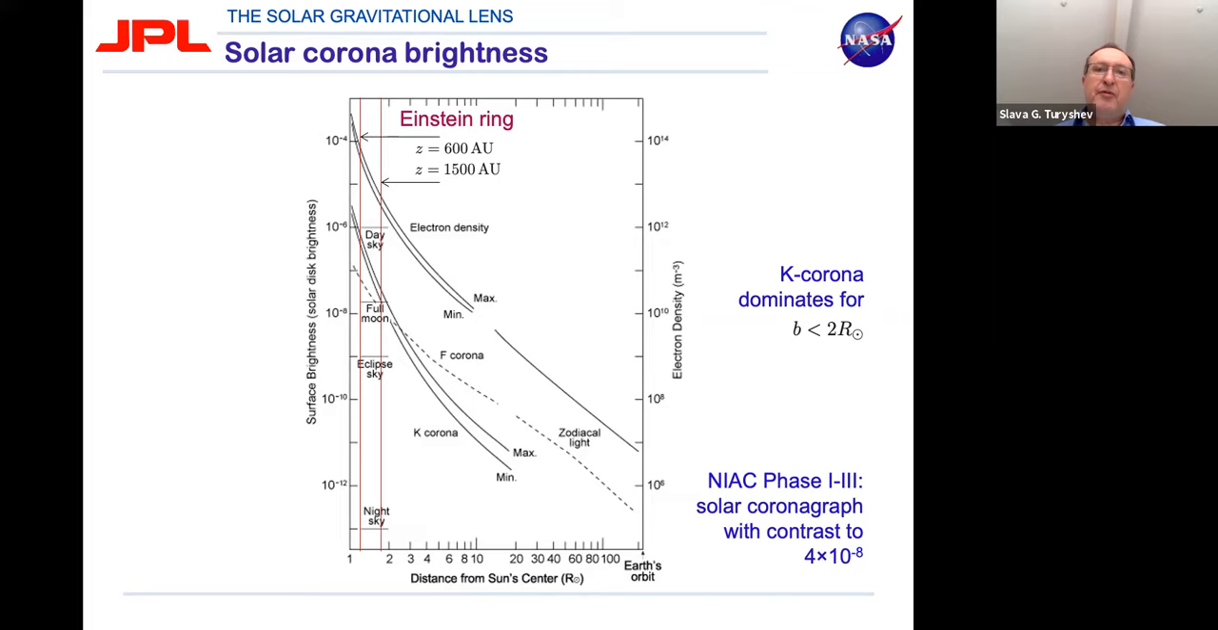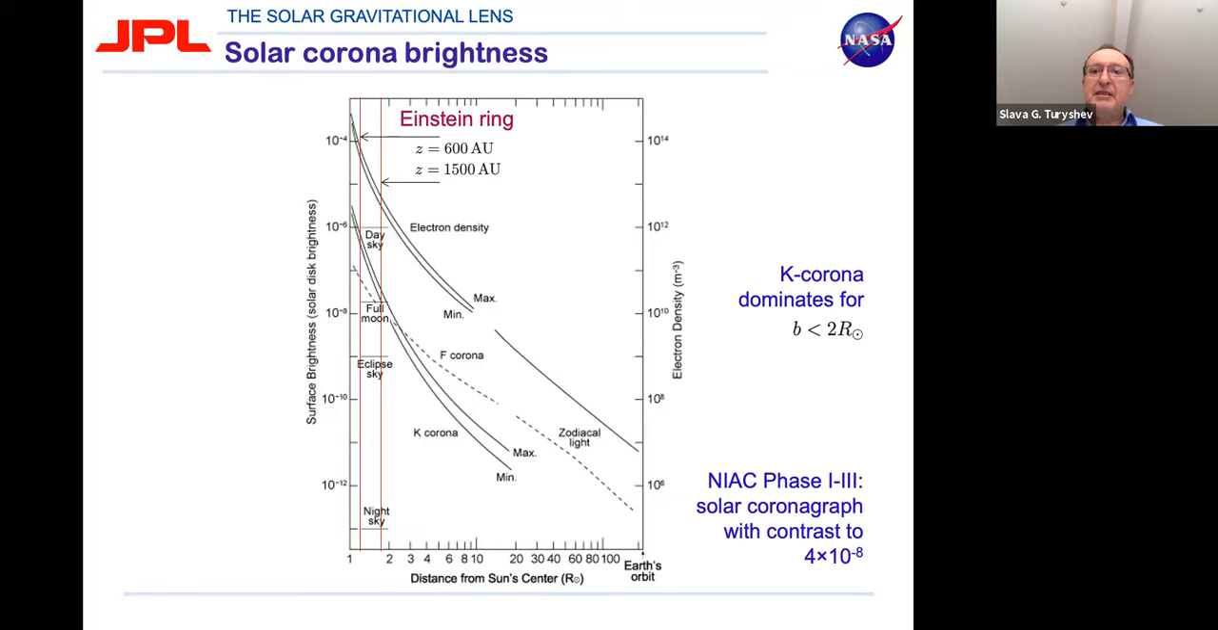And so on the red lines here, you see this is the position of the Einstein ring at 600 astronomical units away. Remember, if we are exactly at 550 AU, the Einstein ring is touching the solar surface. We don't want to be there. You want to be separated from the sun. So the further we are, the better. When we move further from the sun, the Einstein ring is separated from the sun further.